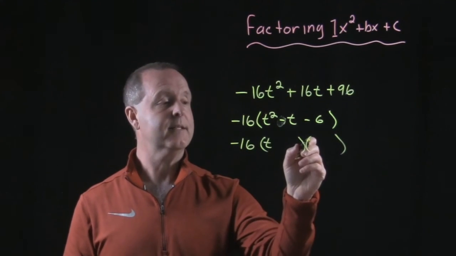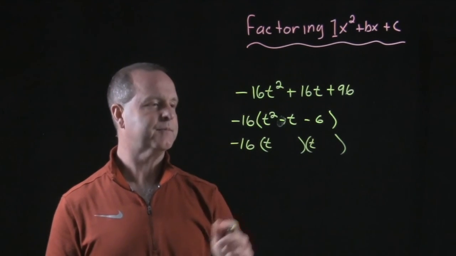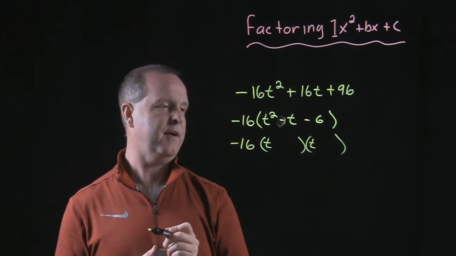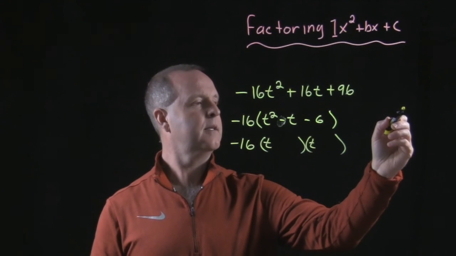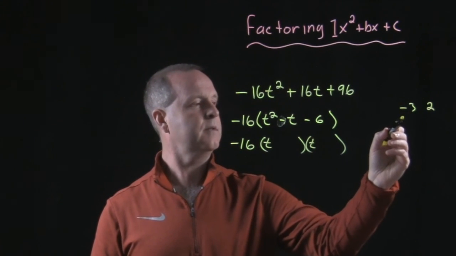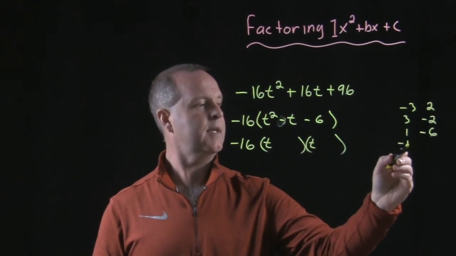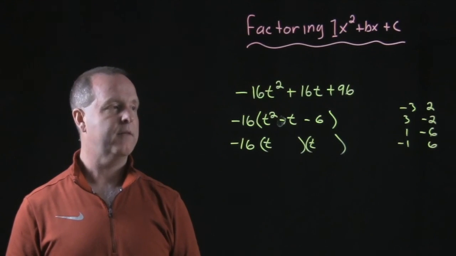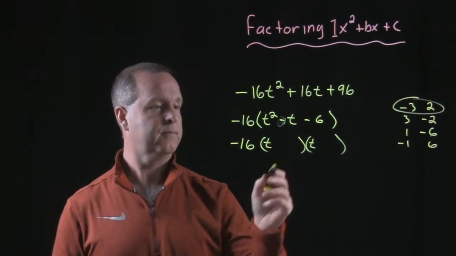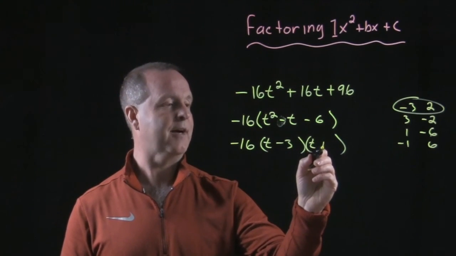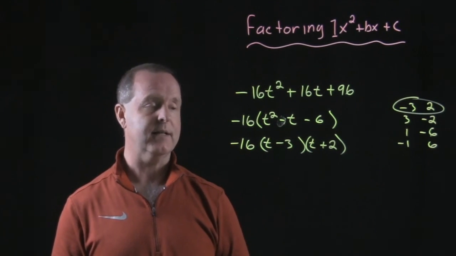We're using the variable t this time because this equation came from an object in motion due to gravity. And so there's an acceleration factor there. Bonus, don't worry about that right now. So factors of -6. That's a -3 and a +2. A 3 and a -2. 1 and a -6 and a -1 and a 6. And of all of those that add up to a -1, only that one does. So those are the remaining parts of my factors. So that factors completely to -16 times t minus 3 times t plus 2.